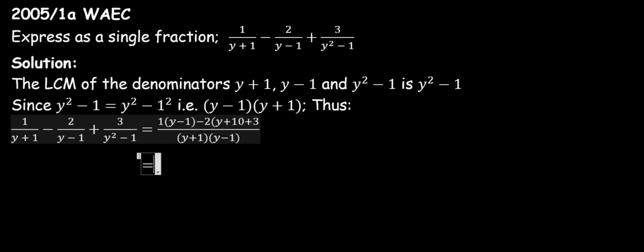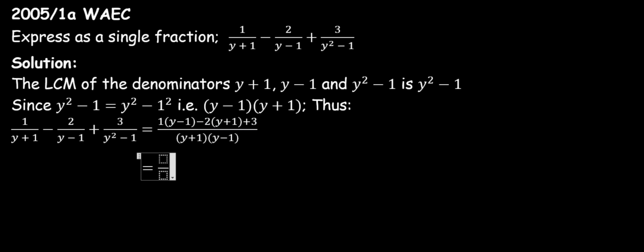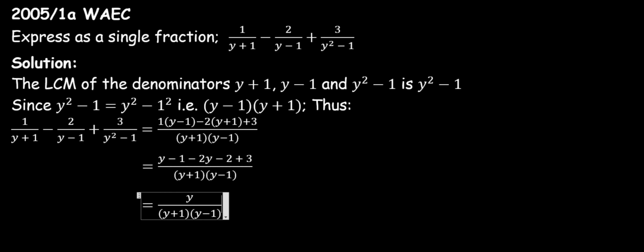And our simplification will be y minus 1 minus 2y minus 2 plus 3. We've just opened up the bracket. And the result is, don't forget our denominator. So the result is minus y at the numerator divided by y plus 1 and y minus 1.